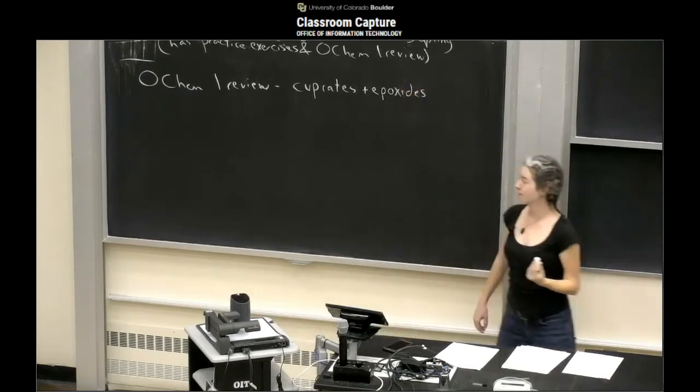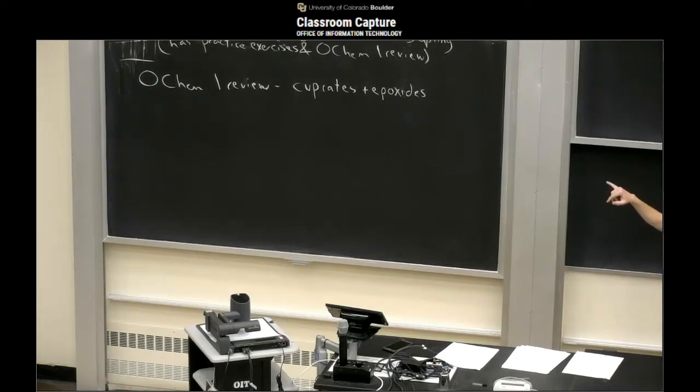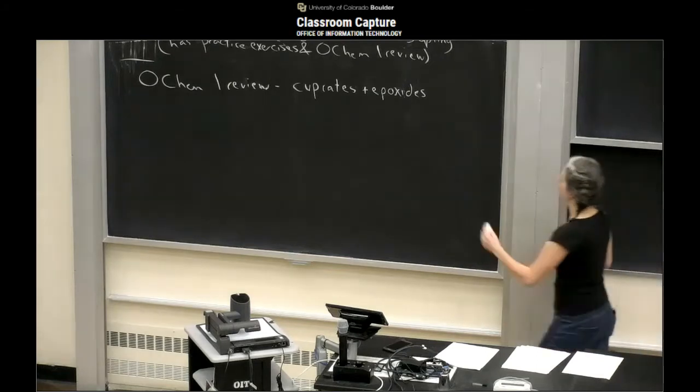So out of the chapter 11 stuff, cuprates plus epoxides is probably the most useful and versatile reaction that we covered in that chapter. And the reason for that is that unlike pretty much all the other chemistry that we did in OChem 1, which is like functional group interconversions, maybe turning an alkyl halide to an alcohol or an alcohol to a carbonyl or stuff like that, this is the only one that reliably and consistently makes new carbon-carbon bonds.